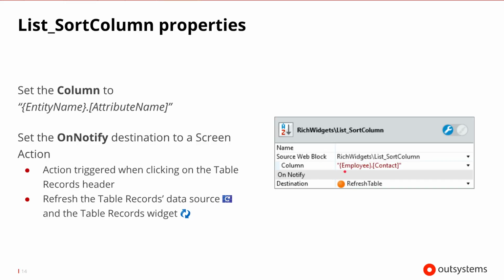So in this particular case, we're in our employee table record. So the employee entity with the contact attribute, or as we know it, the underlying employee table with the contact column, that will be the column that we're going to sort as far as the data is concerned. And the way that sort is done is, when someone clicks on it, we'll notify the refresh table action. We'll go get another set of data from the aggregate, and then we'll actually do an AJAX refresh on the table records. So again, this particular rich widget is AJAX enabled.